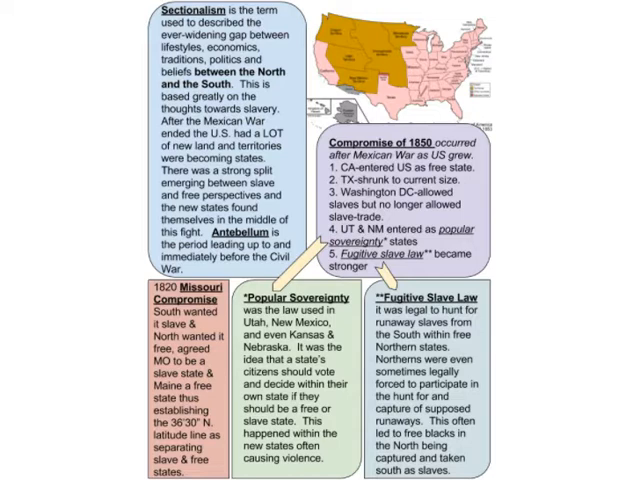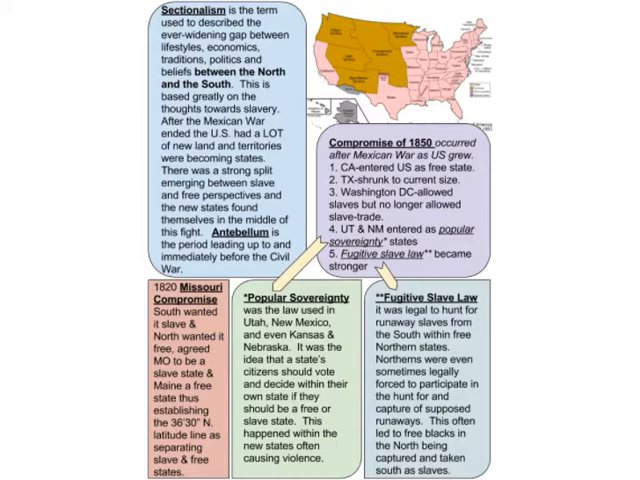The Compromise of 1850, this is 30 years later, and this occurred after the Mexican War. And the United States was growing. So here's what happened in the Compromise of 1850. A lot of things happened. Five things, pretty much, are the main five points of the Compromise.